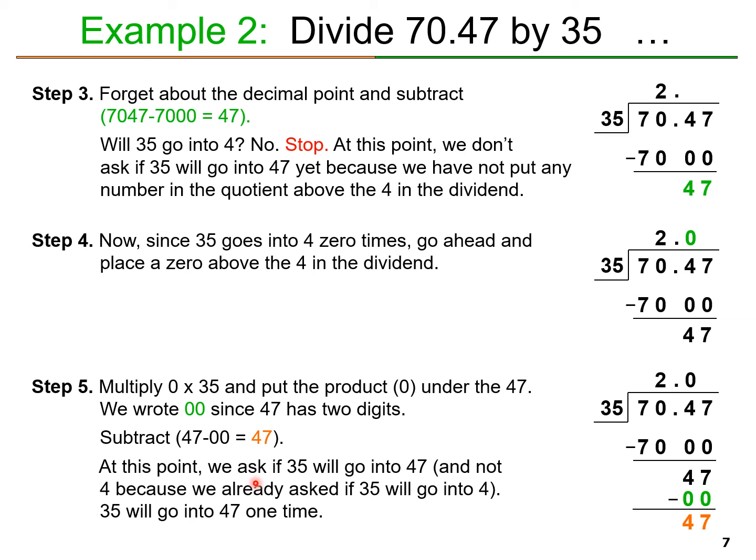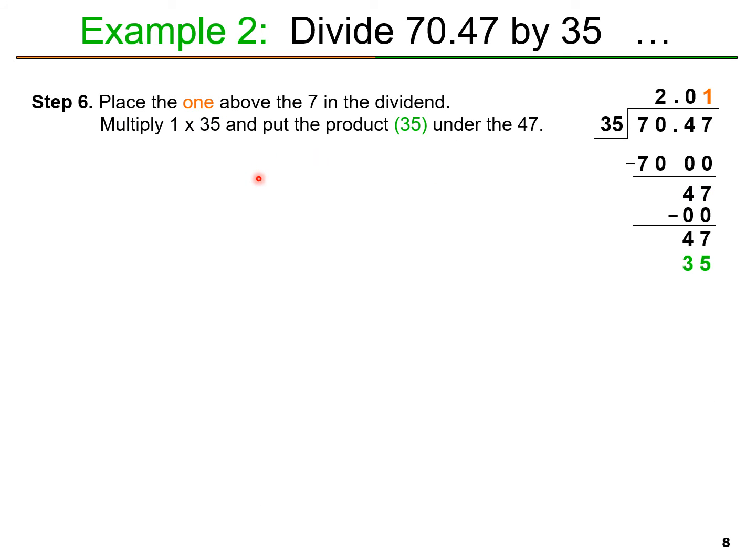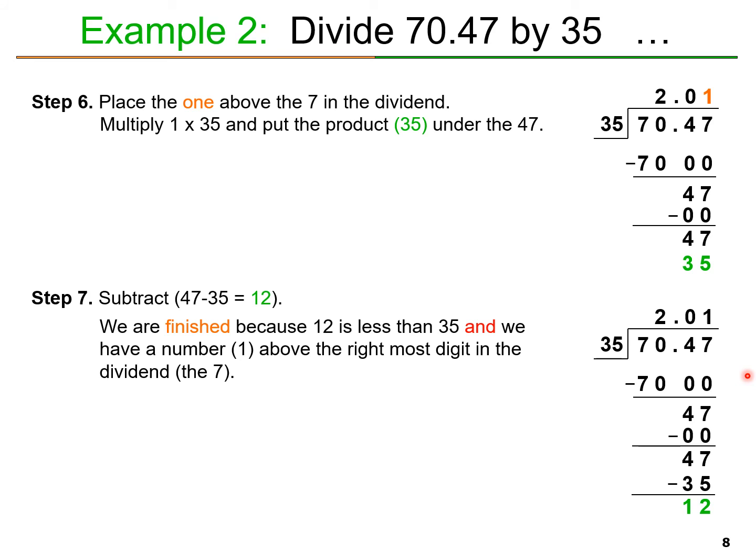Now, at this point, we ask ourselves, will 35 go into 47? Okay, 35 goes into 47. 35 goes into 47 one time. Put the 1 above the 7 in the dividend. Multiply 1 times 35. 1 times 35 is 35. So we put the product 35 under the 47. Subtract. 47 minus 35 is 12.